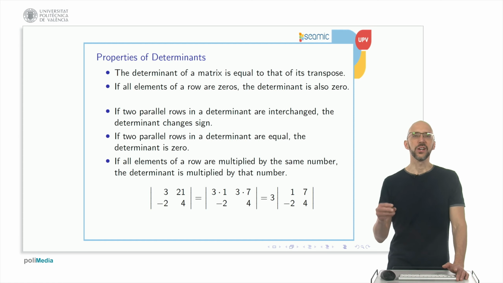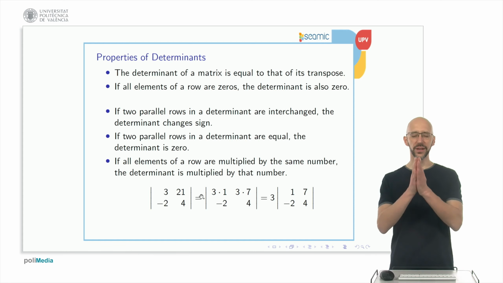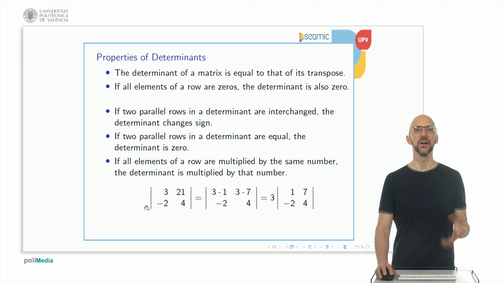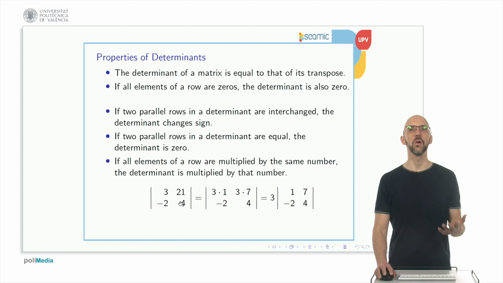But what happens if they are not equal but proportional, for example? Look at this one. Sorry, no, not in this case. I was going to factor things. I was just thinking of another property. My bad. In this case, if all elements of a row are multiplied by the same number, this number can be taken outside. For example, something that maybe is not so obvious.